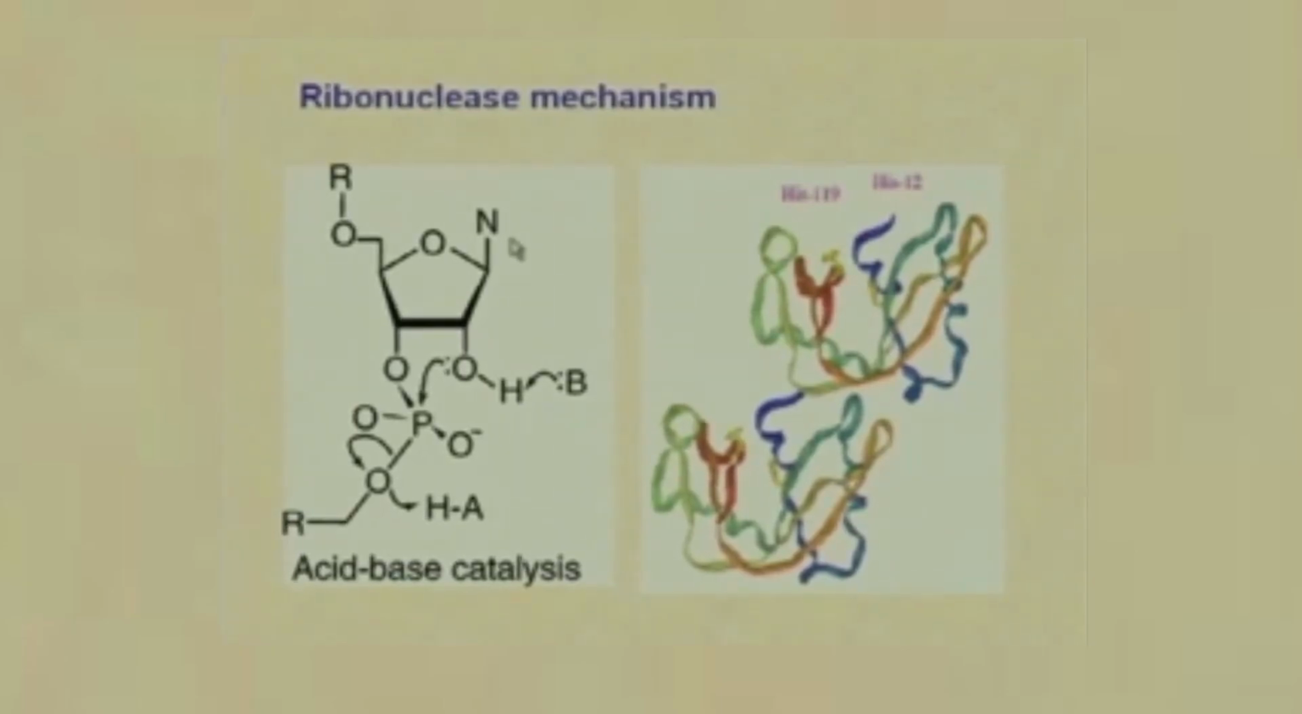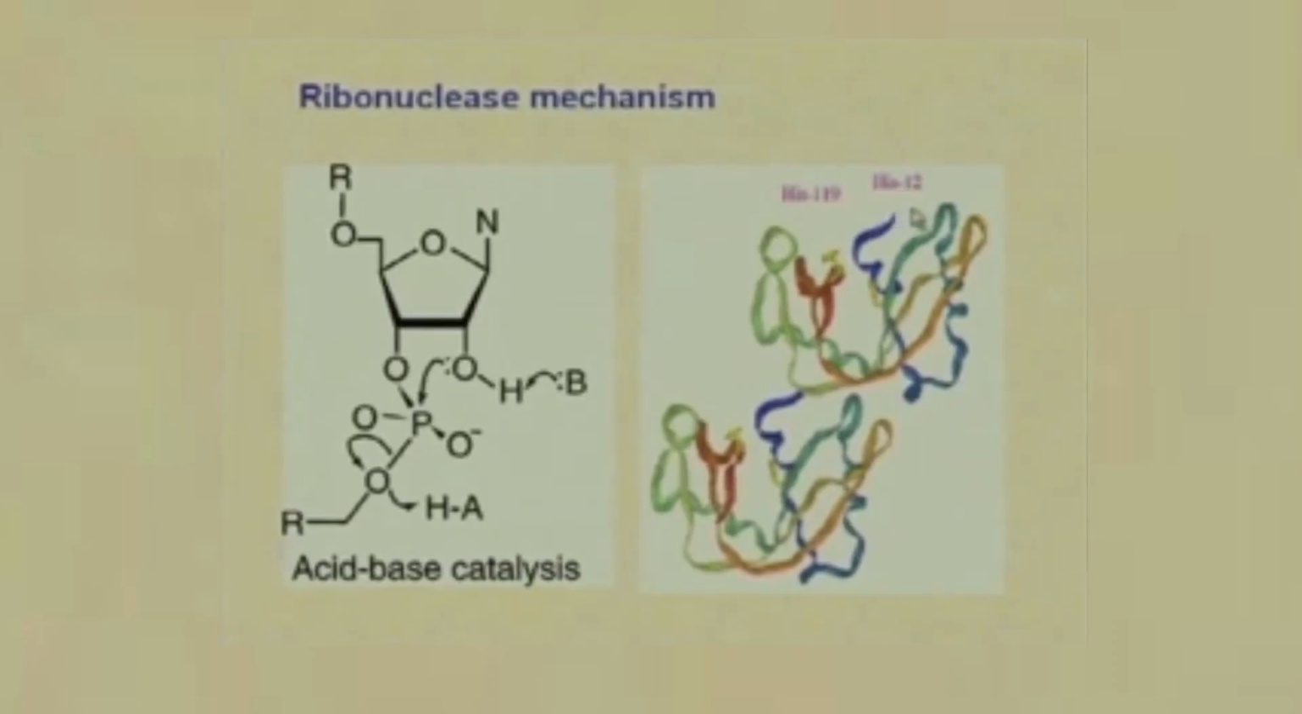Now, what happens is there is an abstraction of the hydrogen of the OH by a particular base. This is general acid-base catalysis, but we will see how ribonuclease A in its structure has the capability to abstract this hydrogen from the ribonucleic acid molecule. If we consider the overall structure, there are two histidines, histidine 12 and histidine 119. These are the two catalytic residues for ribonuclease A.